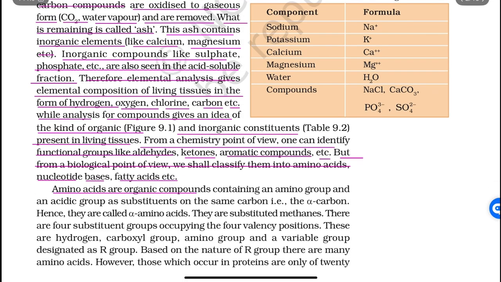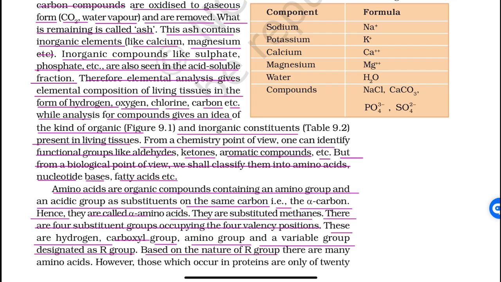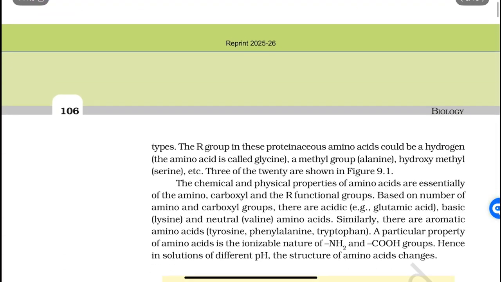Amino acids are organic compounds containing an amino group and an acidic group as substituents on the same carbon. It means the alpha carbon. Hence they are alpha amino acids. They are substituted methanes. There are four substituent groups occupying the four valency positions. These are hydrogen, carboxyl group, amino group, and a variable group designated as R group. Based on the nature of R group, there are many amino acids. However, those which occur in proteins are only of 20 types.